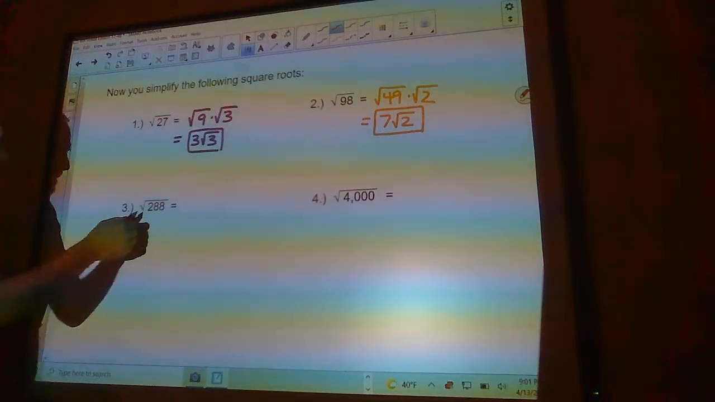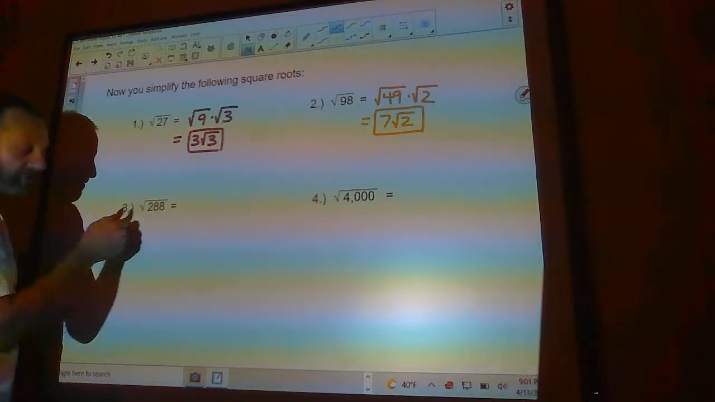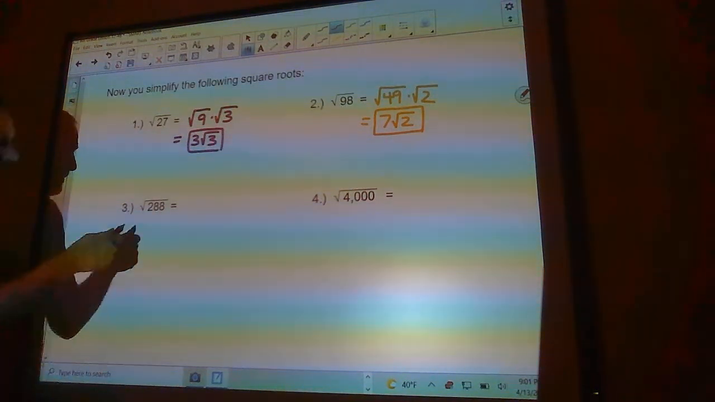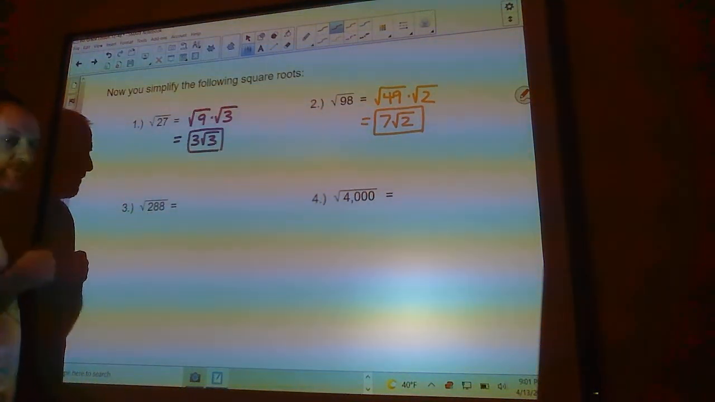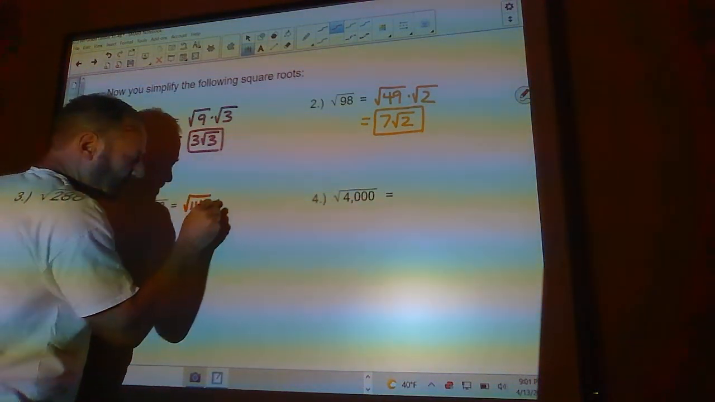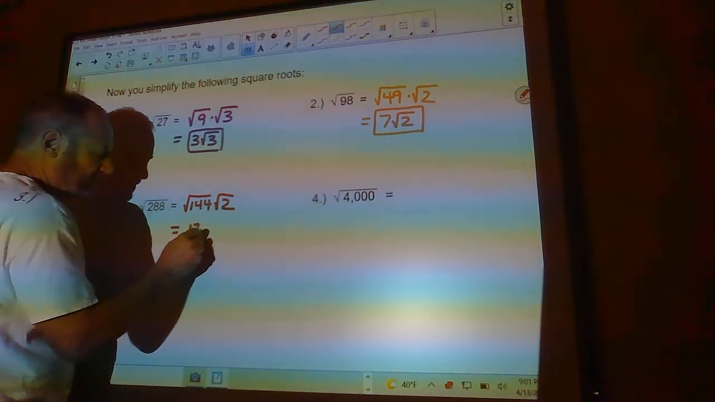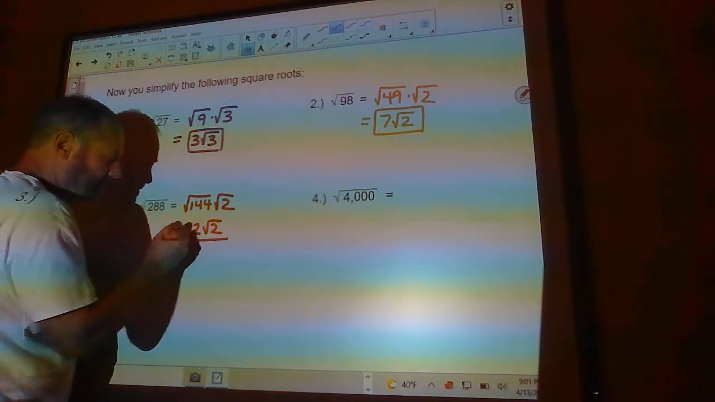Okay, square root of 288. You might take a 4 out of there, but this is one that if you look at it, 144 will go in there twice, and that's a perfect square too. That's not a hard one to see. So that's 12 times the square root of 2.